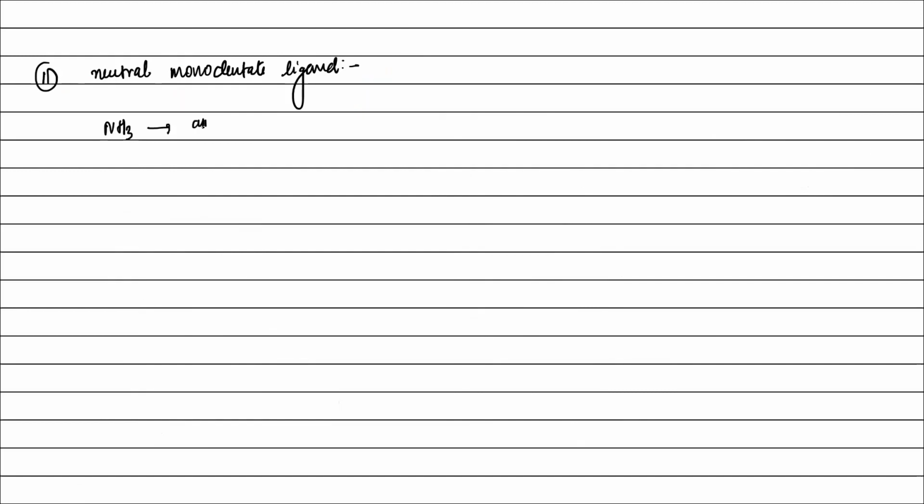Ammonia. During nomenclature, we have to write amine. Water, we have to write aqua. For CO, we have to write carbonyl. For CS, we have to write thiocarbonyl. For NO, we have to write nitrosyl. For NS, we have to write thionitrosyl.